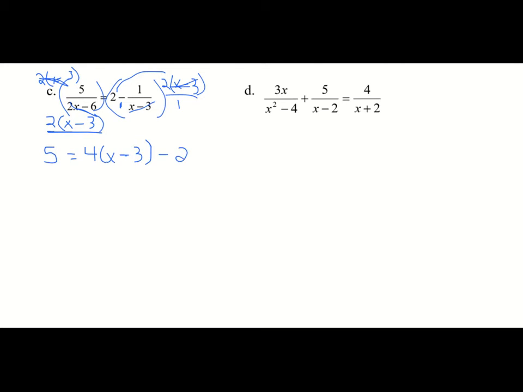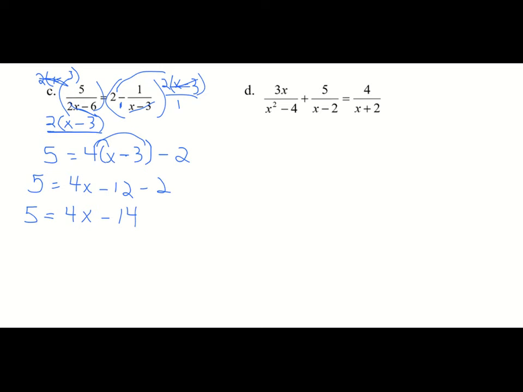So now we need to distribute. And we're going to have 5 is equal to 4 times x is 4x. 4 times negative 3 is negative 12 minus 2. Combine your like terms. So 5 equals 4x minus 14.